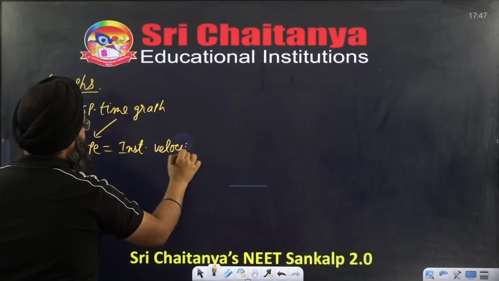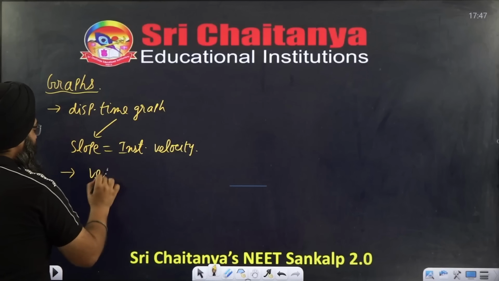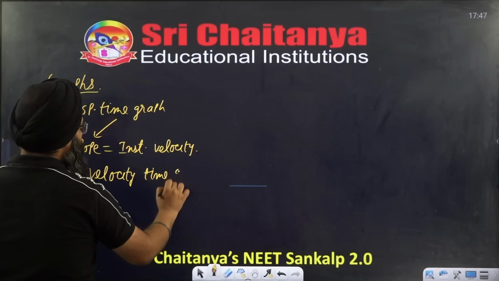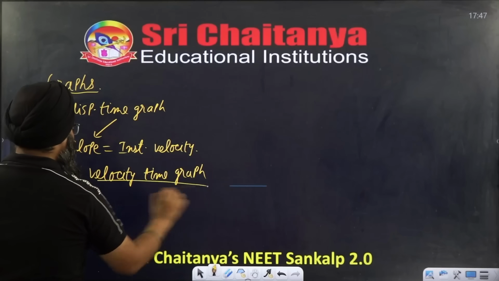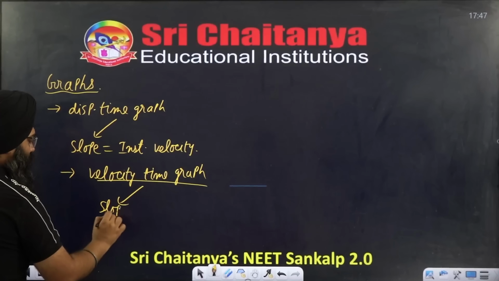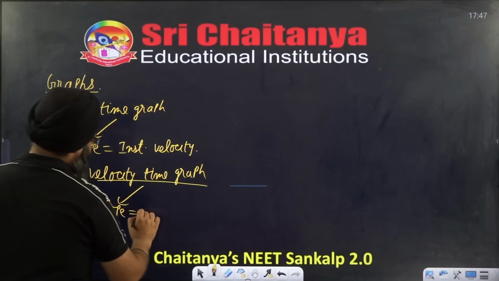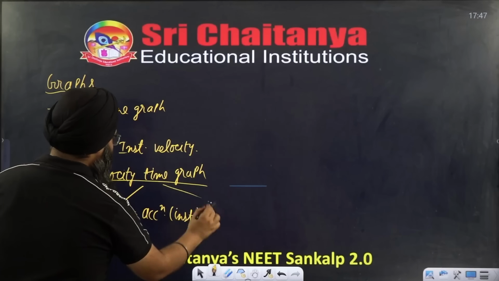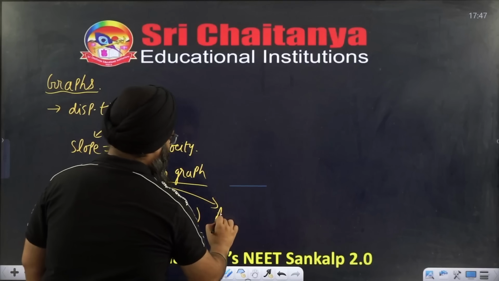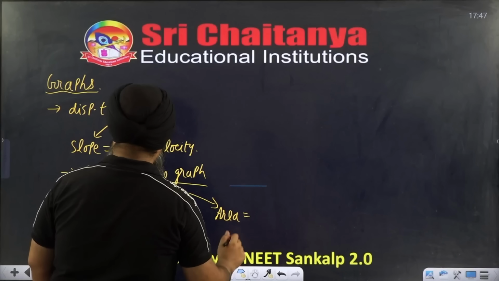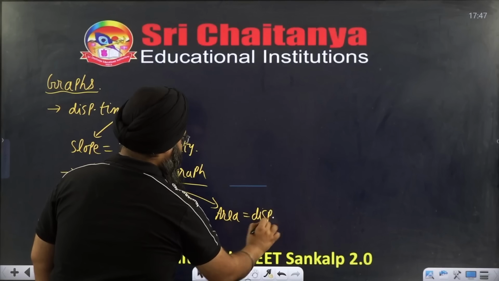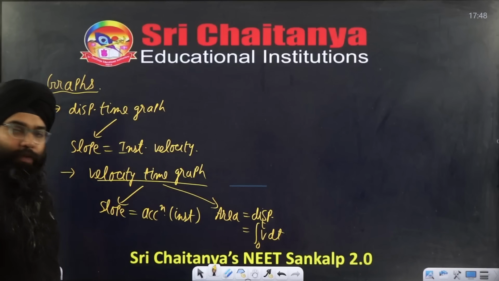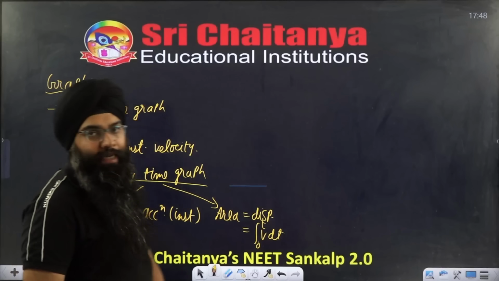When I talk about a velocity time graph, or VT graph, two things I can get. The slope will give me acceleration, basically instantaneous acceleration, and the area under the graph will give me displacement, because displacement is nothing but integration of v dt from 0 to t.